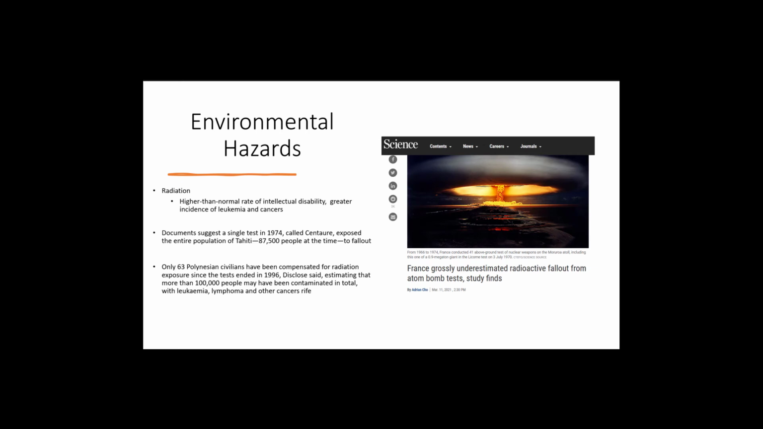And now a new study that just came out, and you can see here, March 11th, 2021, France grossly underestimated radioactive fallout from an atomic bomb test, study finds. It documents suggests a single test in 1974 called Centaur exposed the entire population of Tahiti, 87,500 people at the time, to radiation fallout. Only 63 Polynesian civilians have ever received compensation for radiation since 1996. Estimated that more than 100,000 people may be contaminated in total with leukemia, lymphoma, and other cancers.